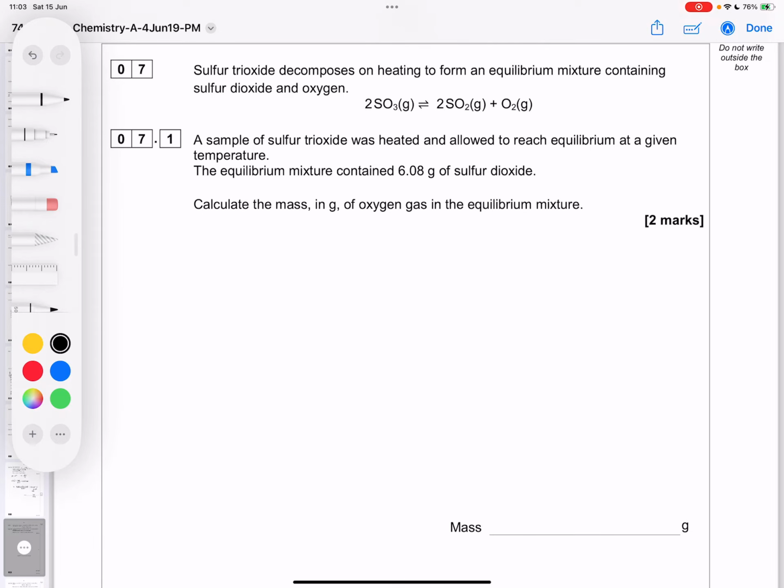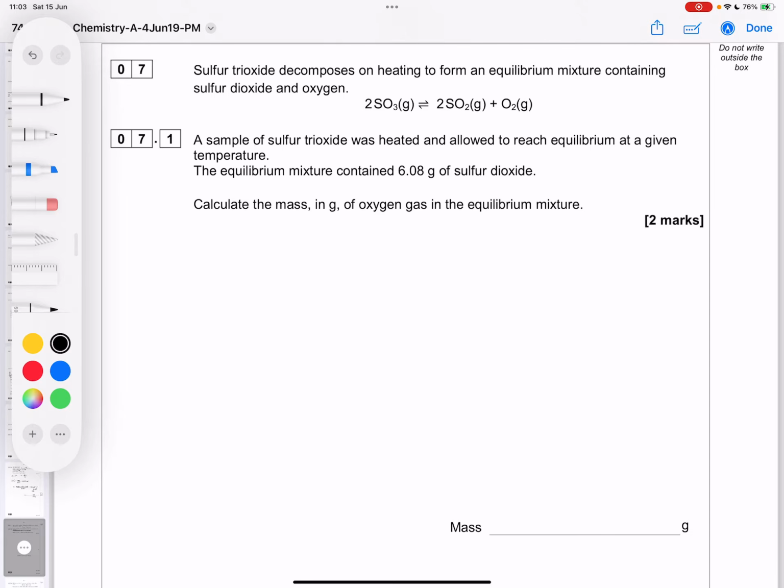Sulfur trioxide decomposes on heating to form an equilibrium mixture containing sulfur dioxide and oxygen. A sample of sulfur trioxide was heated and allowed to reach equilibrium at a given temperature. The equilibrium mixture contained 6.08 grams of sulfur dioxide. Calculate the mass of oxygen in the equilibrium mixture.